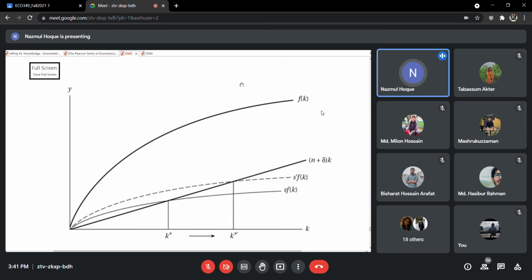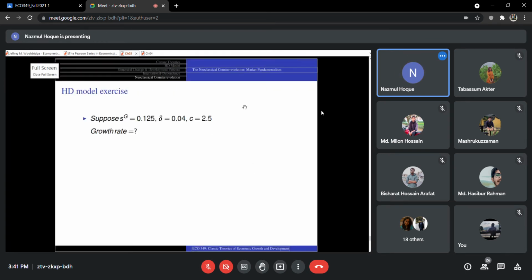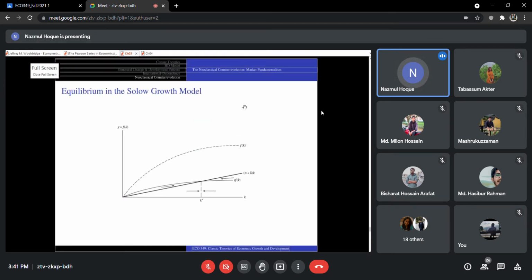So to maintain economic growth, you need to constantly shift the total production function upward through technological innovation. That is what we need to make sure the economy is growing. I think that's it. Any questions here?